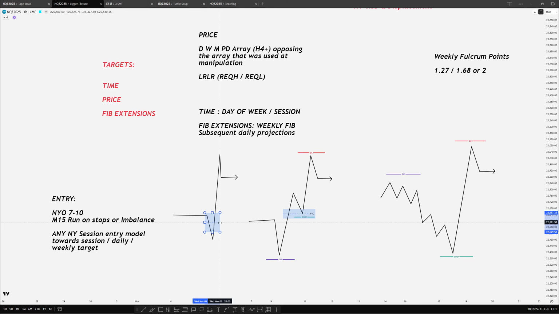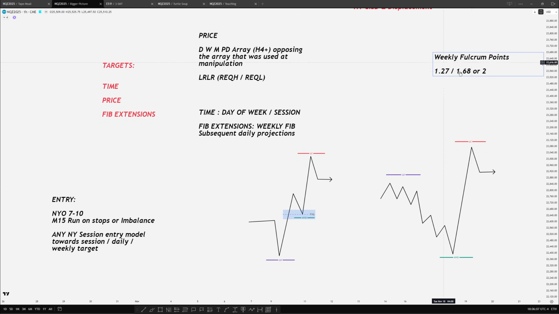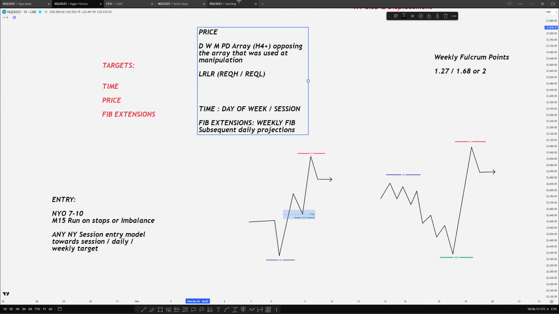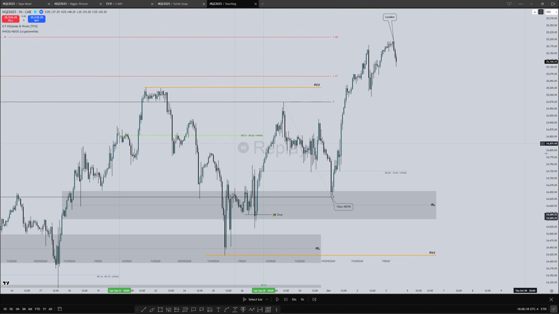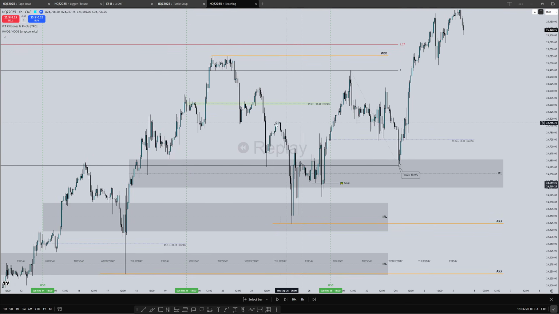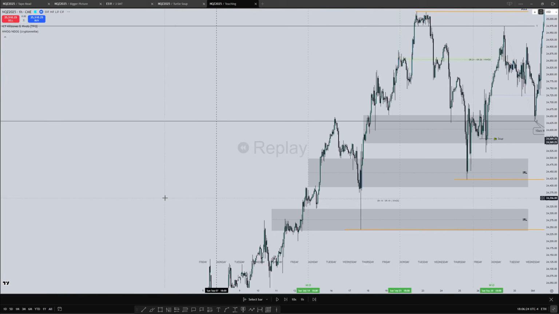I'm talking about any entry model that is in line with that session daily and weekly target. All right, so let's show some examples of these weekly fulcrum points and of the entries as well, and of the extensions and such. So let's go back over here. And using this weekly example, you can even look at the other weekly examples, that's perfectly fine too. Like if we go back to here, right?